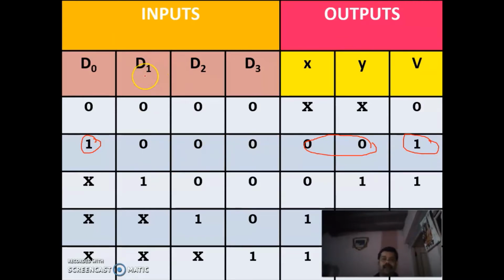Next, we put 1 in the place of D1. But D1 has more priority than D0. So when D1 is 1, whatever may be in D0, either 0 or 1, the output will be 0 1. Since one of the inputs is 1, we have made V as 1.